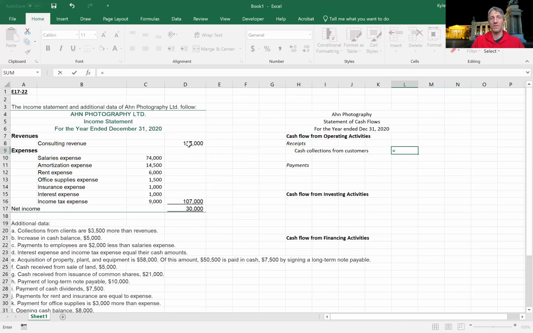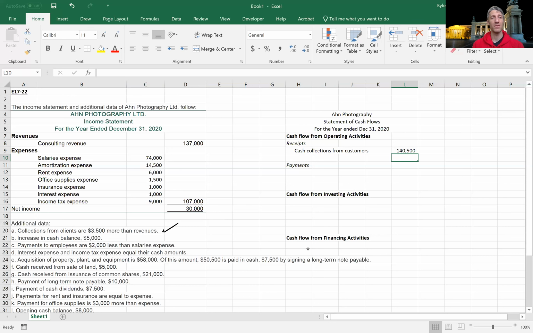Okay, so we go to revenues. It was $137,000. Our cash collections were more than that, so I'm going to put 137,000 plus 3,500. So how could we collect from customers more than revenue? Well, remember we would have had accounts receivable set up from last year. So we're collecting on last year's accounts receivable balance in addition to whatever accounts receivable balance this organization would have set up this year. So that's how it could be more. So that's the first one done.